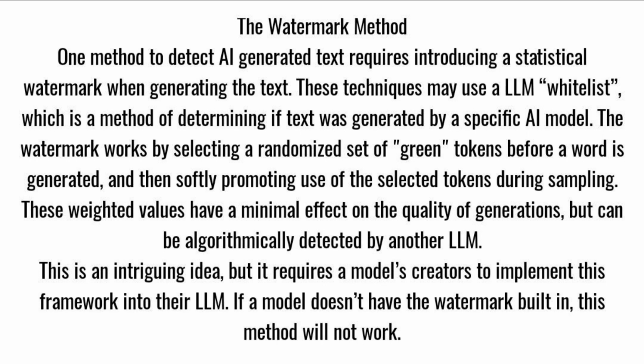The watermark method. One method to detect AI-generated text requires introducing a statistical watermark when generating the text. These techniques may use a LLM whitelist, which is a method of determining if text was generated by a specific AI model. The watermark works by selecting a randomized set of green tokens before a word is generated, and then softly promoting use of the selected tokens during sampling. These weighted values have a minimal effect on the quality of generations, but can be algorithmically detected by another LLM. This is an intriguing idea, but it requires a model's creators to implement this framework into their LLM. If a model doesn't have the watermark built in, this method will not work.